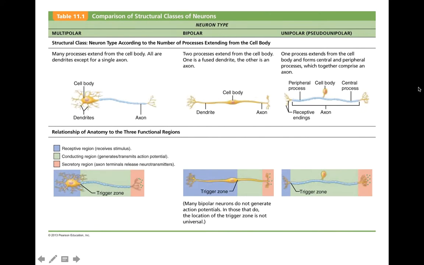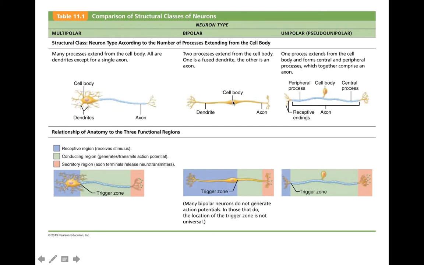All right, so let's talk about the different types here. Structurally, we have three types. We have what's called a multipolar, a bipolar, and a unipolar neuron. Multipolar means that there are more than two projections coming off the cell body. Just more than two. That's all it means.